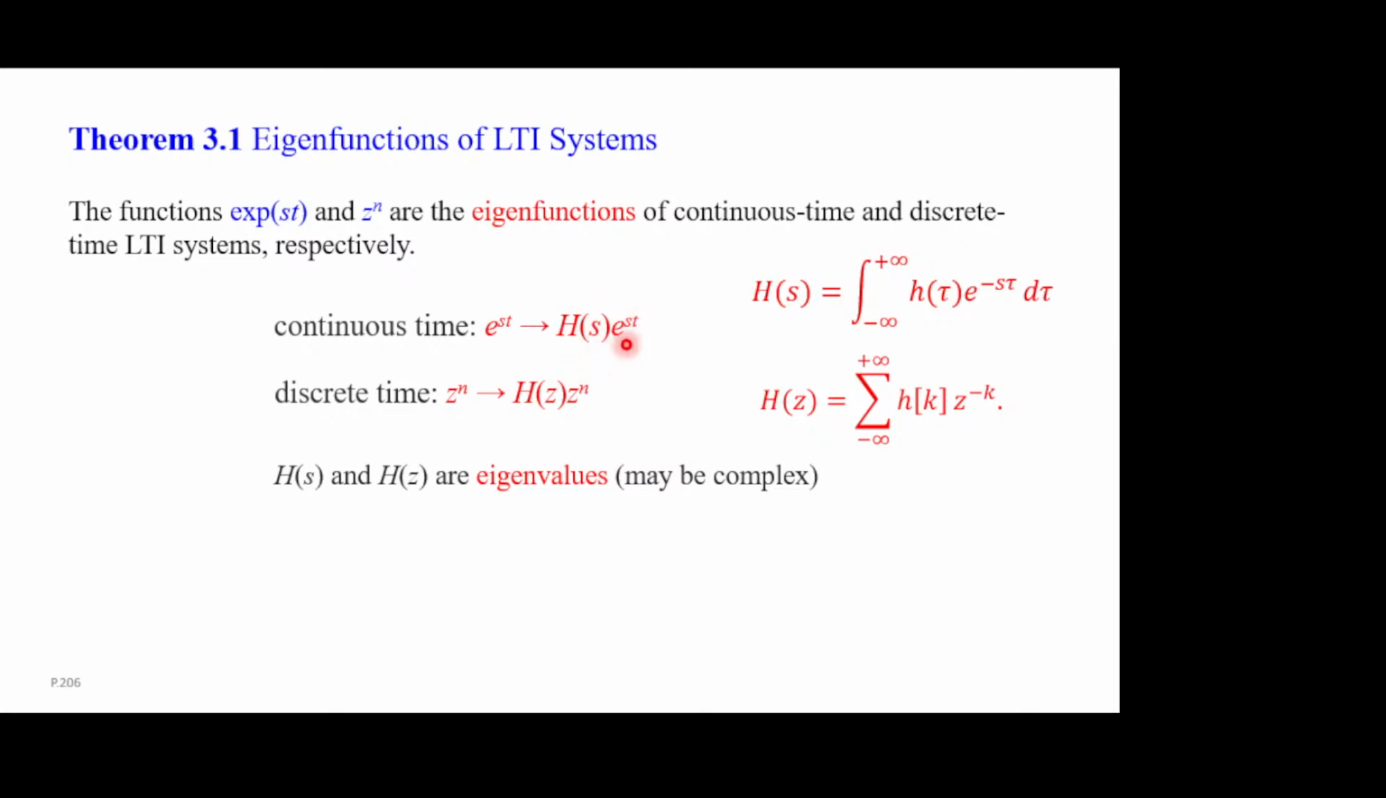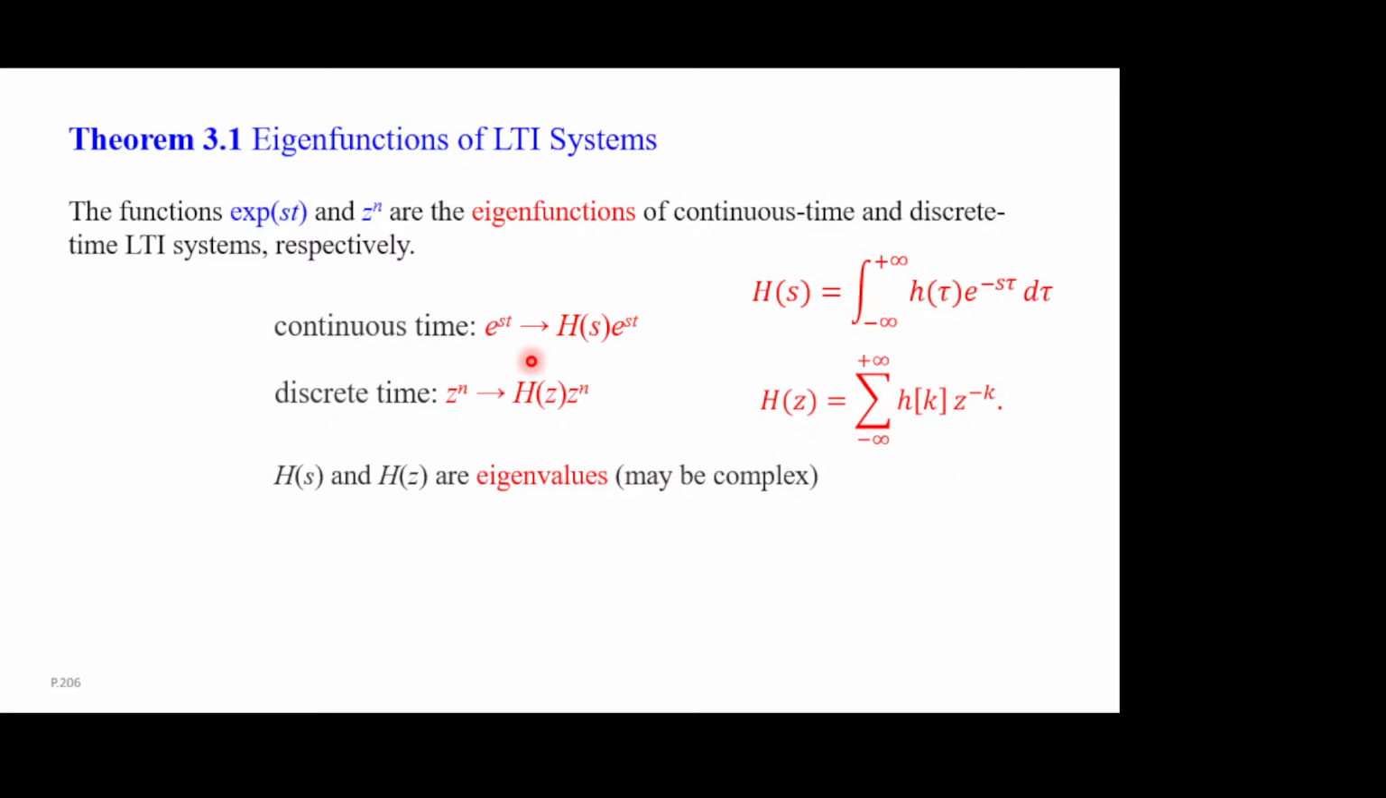So the output will be big H of s times e to the st, where big H of s can be expressed from small h of t like this: the integration of h of tau e to the minus s tau d tau. I guess you can also write t here because it is a dummy variable. And for discrete time, z to the n for any complex number z is an eigenfunction for your LTI system with eigenvalue big H of z. And big H of z can be calculated from small h of n: the summation over k from minus infinity to plus infinity of h of k z to the minus k.